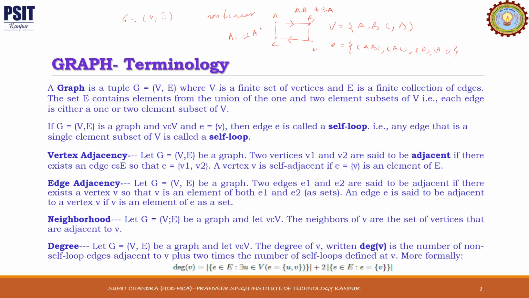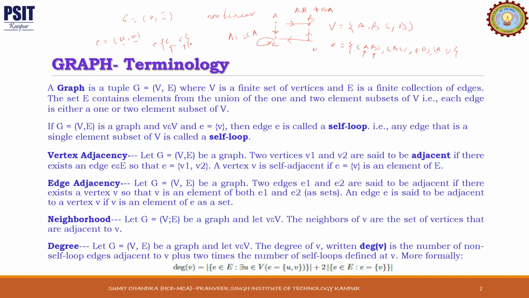Now, if there is an edge such that both vertices of the edge are the same, then it is called a self loop. For example, this C to C is a self loop. Since there is a pair of vertices, one vertex is the source and the other is the sink or destination. Similarly, for a self loop edge, C is the source and C is itself the destination also.